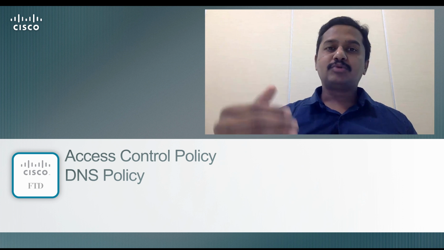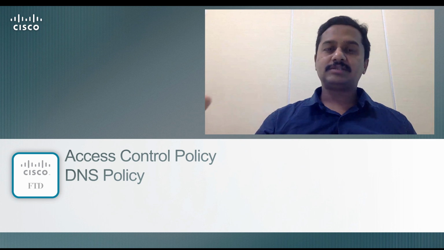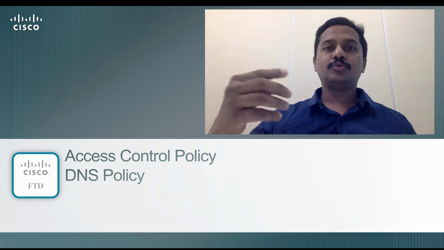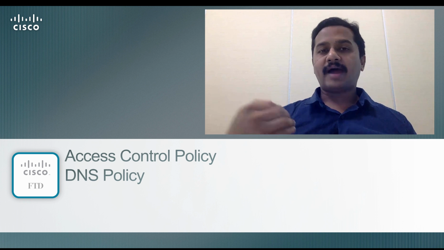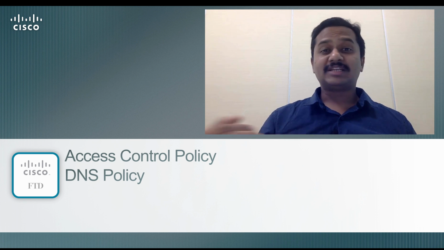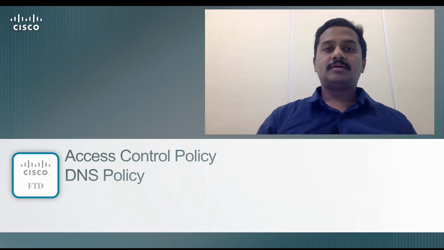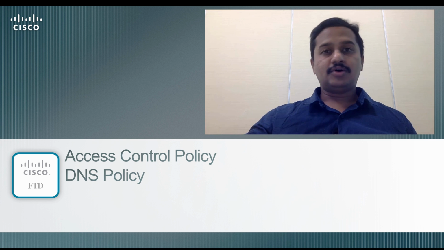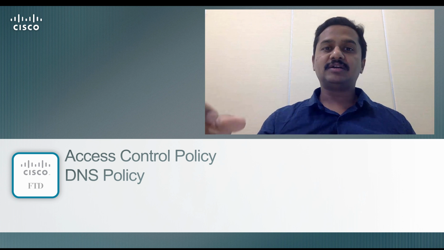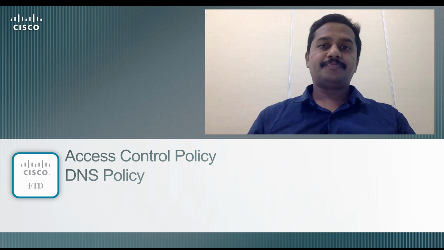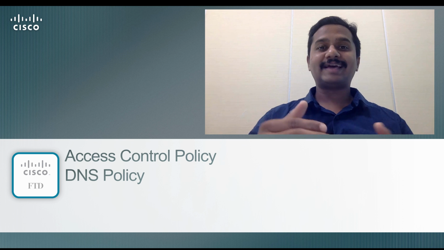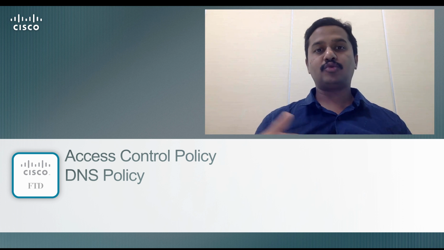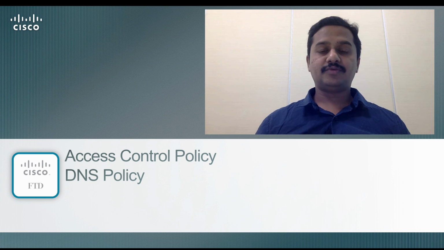FTD will intercept those DNS queries, and if it finds a bad domain, it is going to either drop the DNS query packet, or reply back to the client saying that the domain does not exist, or instead of putting the real IP address, which is a bad IP, you put your own internal honeypot server IP address so that you can further investigate. These actions are available under DNS policy, which I'm going to show you in the upcoming video.